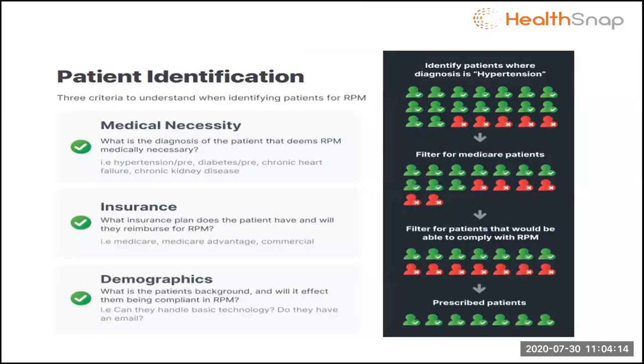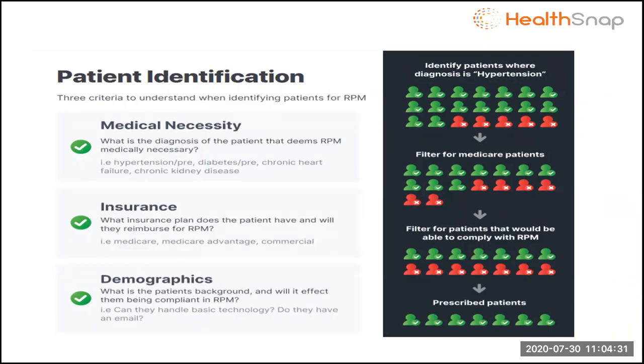Once you identify why you're doing it and that you're doing it, we need to identify your patients. Who belongs on a remote patient monitoring program? What should I be looking at? How many patients should be on it? What should I be doing with them? How does it work? Let's start with just patient identification.